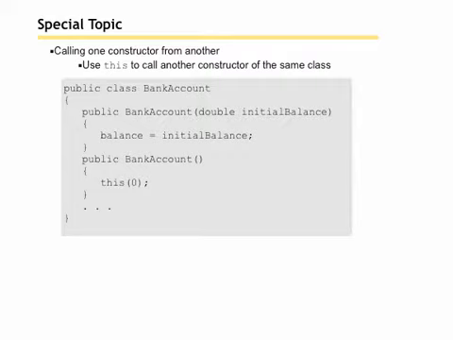A constructor can call another constructor, and this might be handy for code reuse if you want to only update the constructor method in one place, for example. So if you look at the default constructor, public BankAccount, we're calling this with a 0 in the parentheses. That calls the one argument constructor and will initialize the instance field balance to initialBalance, in this case 0.